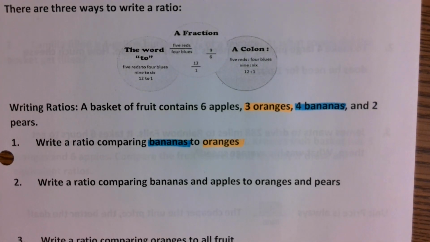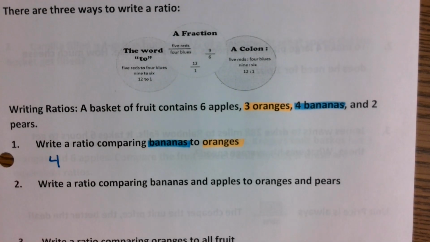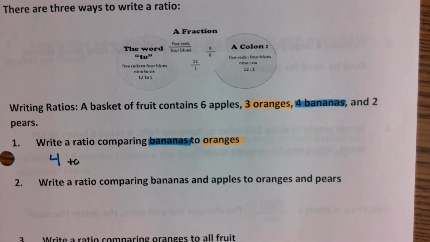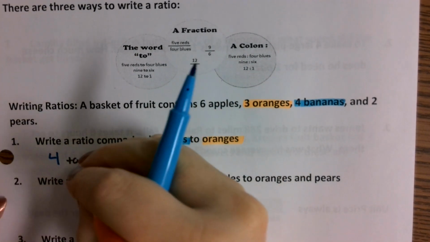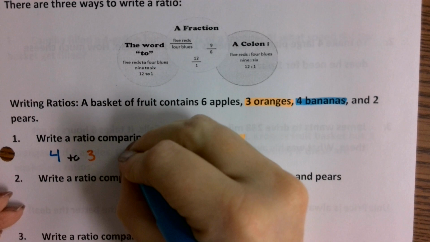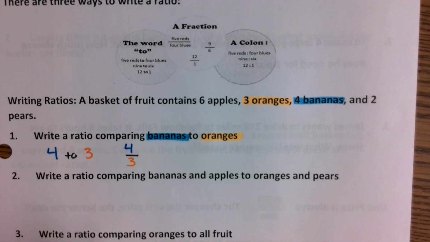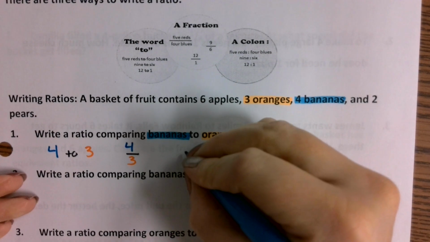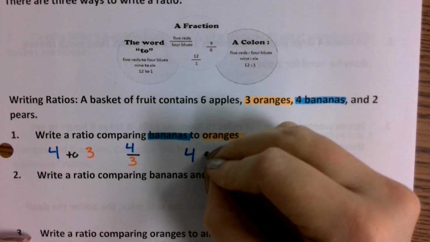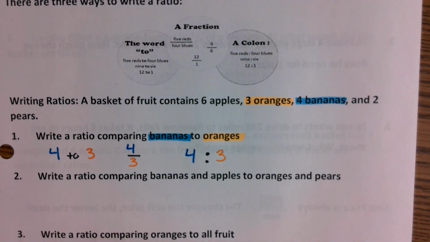When I'm writing this, there are 3 ways that I could write it. I could write it in word format, 4 to 3. I could write it as a fraction, 4 over 3. Or I could write it with the colon, 4 colon 3. Okay, those are the different ways that I could write it.